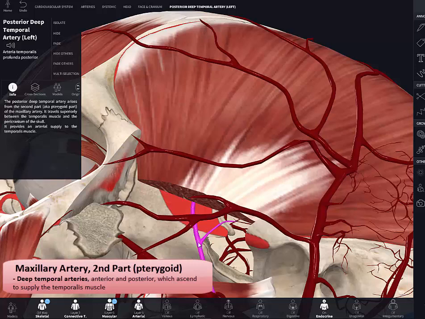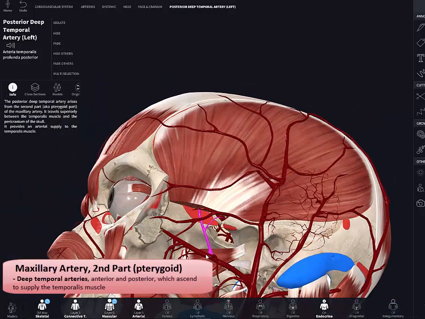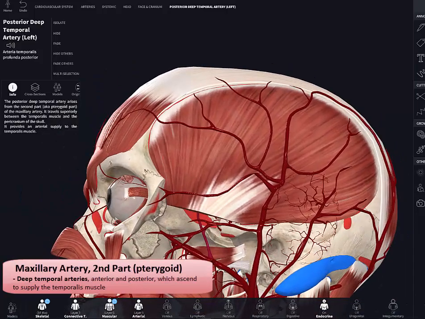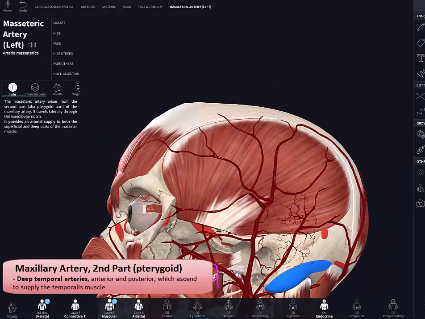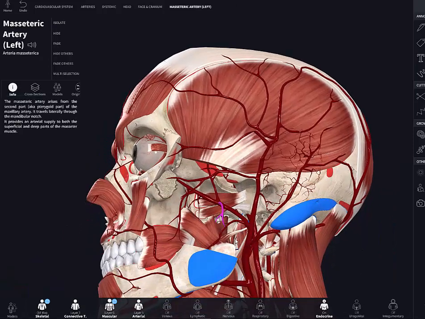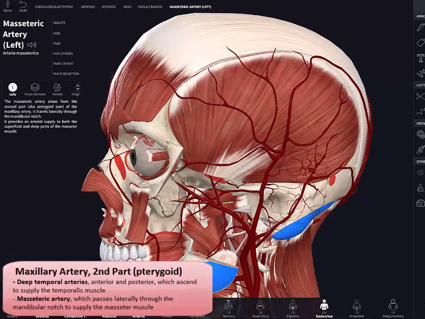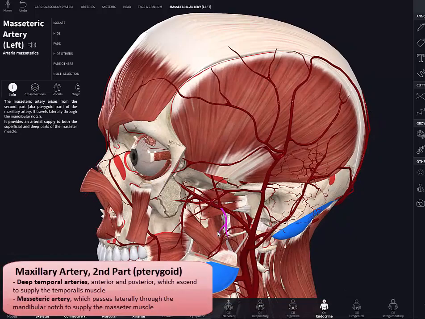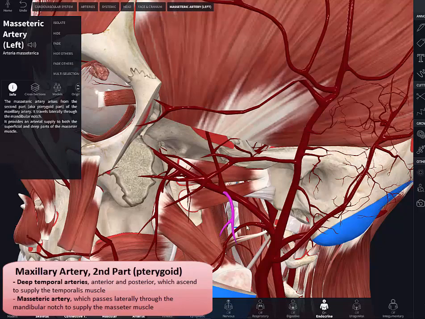And this is actually called specifically a deep temporal artery that is posterior. Okay, so this will arise from the second part of the maxillary artery and dive deep to the temporalis muscle, so it'll actually supply the temporalis muscle. The number of these will vary quite a lot. Then you have this artery here that often gets damaged during the removal of the mandible because it'll go right through the mandibular notch. So this is the masseteric artery.